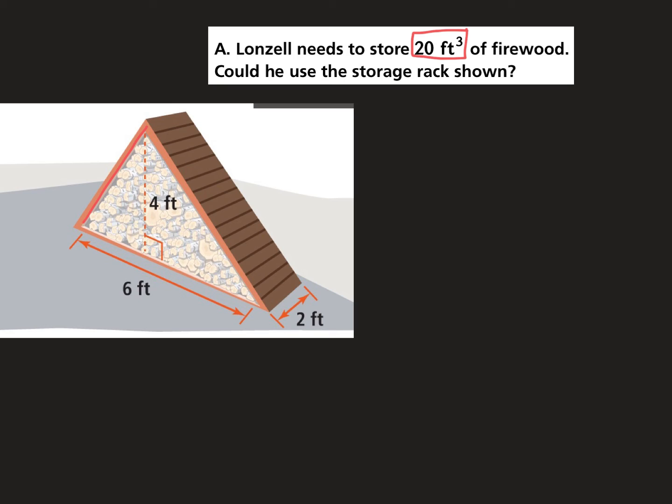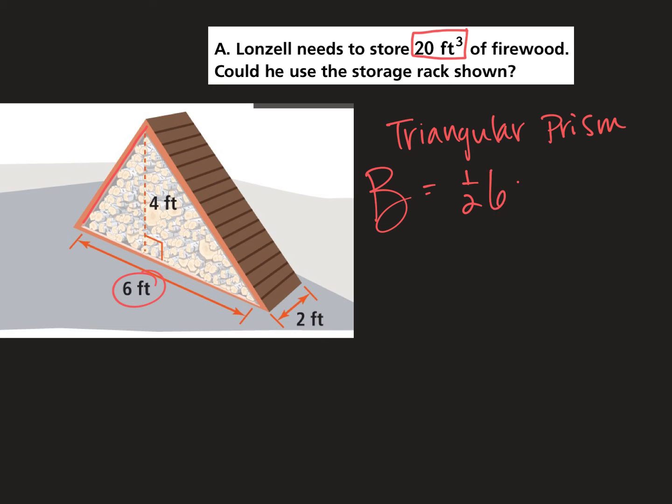What shape is it? This is a triangular prism. And so we need to find the area of the base and multiply it by the height. So my base is, the area, let's see, I want to do that big B. My big B, my area of the base, is going to be 1/2 of the base of the triangle, which is 6 feet, times the height of the triangle, which is 4 feet. So that's just 3 times 4, which is 12 feet.